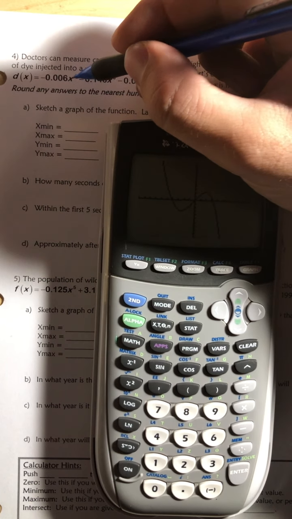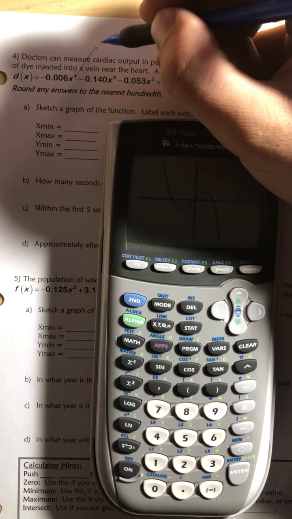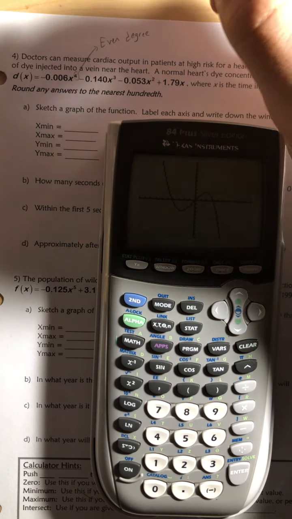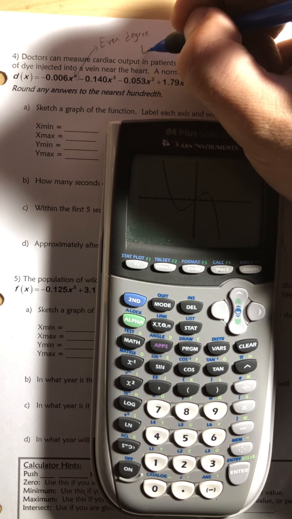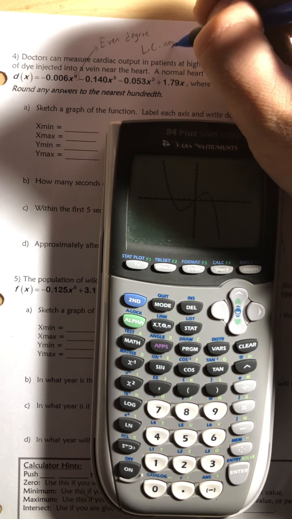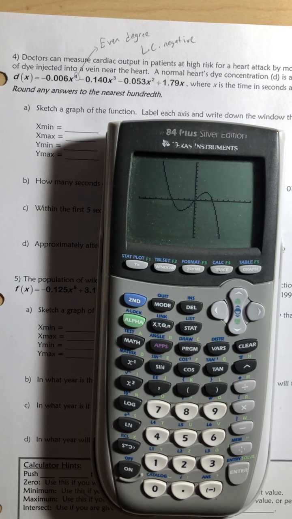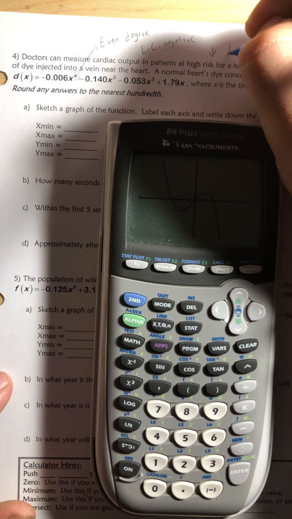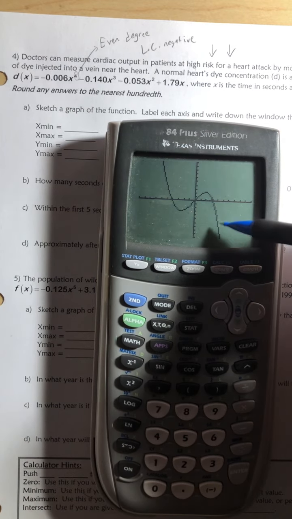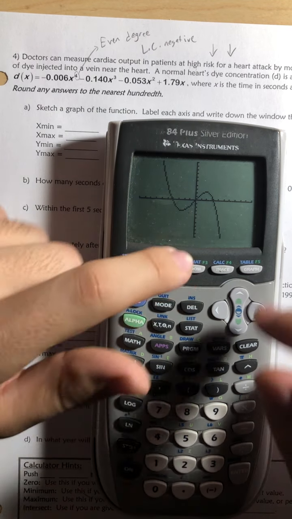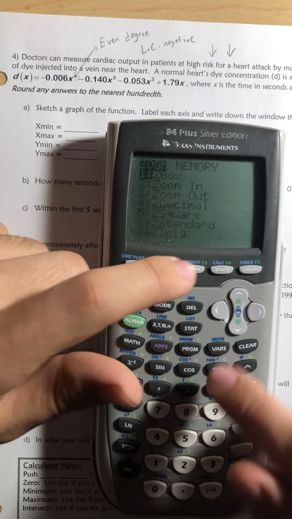I know I have a degree 4, so that's an even degree, and the leading coefficient is negative. So when I have an even degree, both ends should go in the same direction, and being negative, it should go down and down. All right, so I see my right end's down, but my left end's up. So I know I have to go farther in the negative x direction to make sure I get this whole graph.